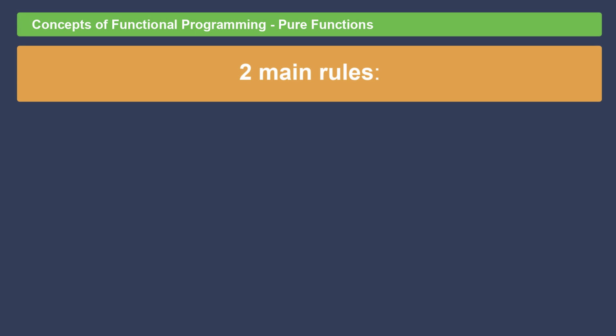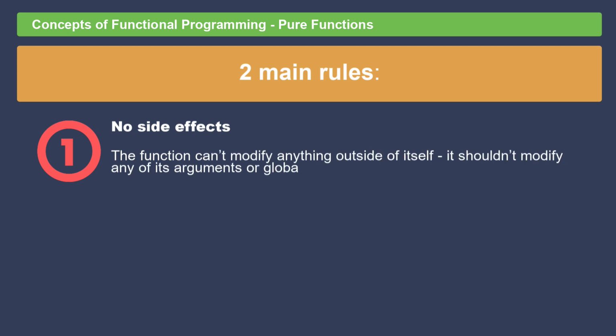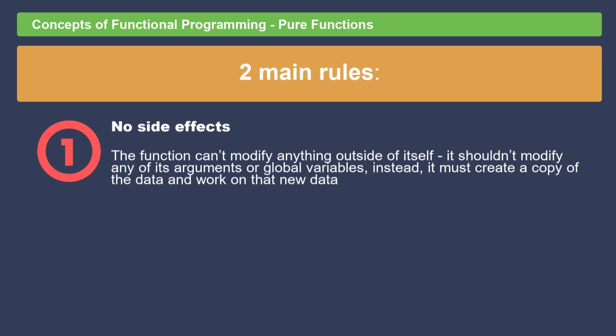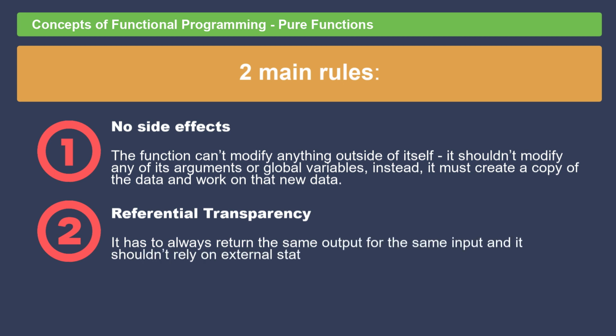There are two main rules that a function should follow to be called a pure function. The first rule is that it should not have any side effects. The function can't modify anything outside of itself, which means that it shouldn't modify any of its arguments or global variables. Instead, it must create a copy of that data and work on that new data. And the second rule is referential transparency, which means that it has to always return the same output for the same input, and it shouldn't rely on any external state.